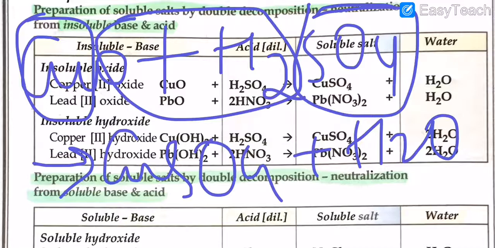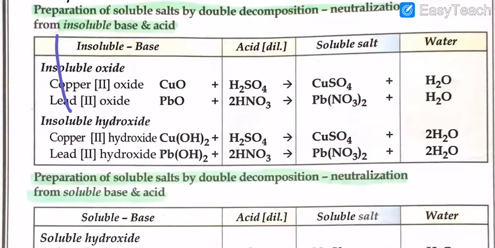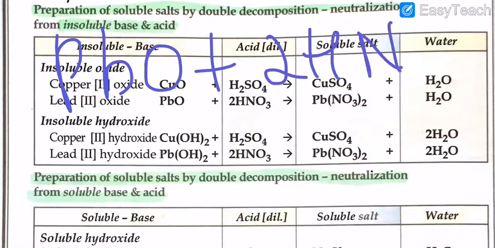Let's take one more over here, all right? Lead oxide, PbO plus 2HNO3, which is again a dilute acid. See, wherever H is there, it will be an acid. In most cases, an acid contains hydrogen. So if there is no hydrogen in a certain compound, it is not an acid. Always remember that, all right?